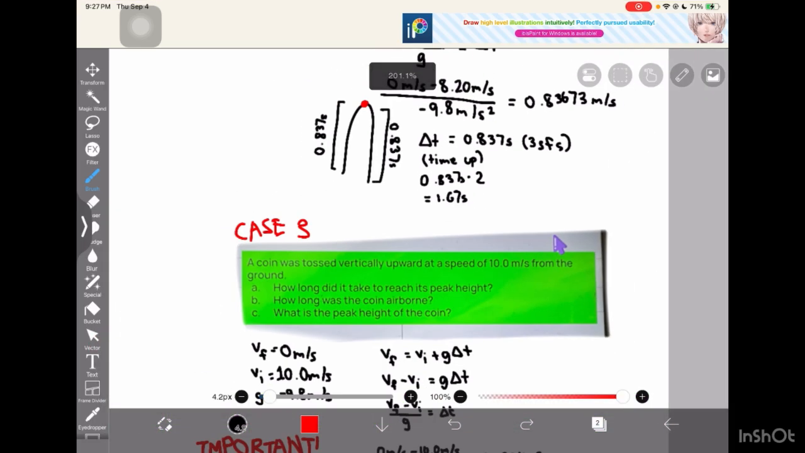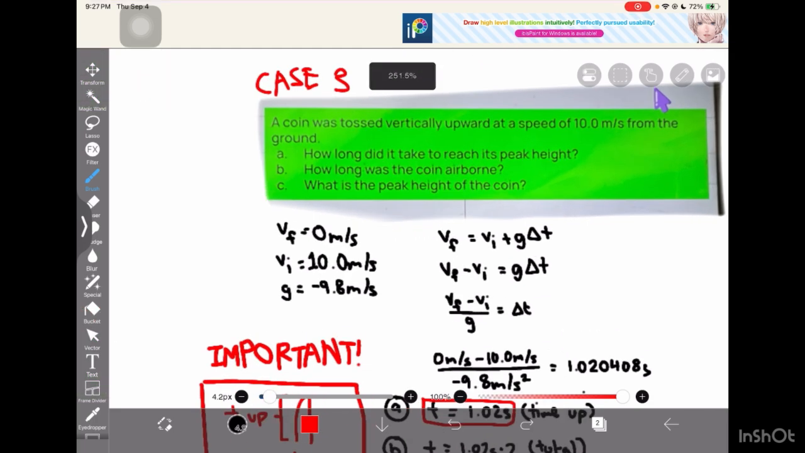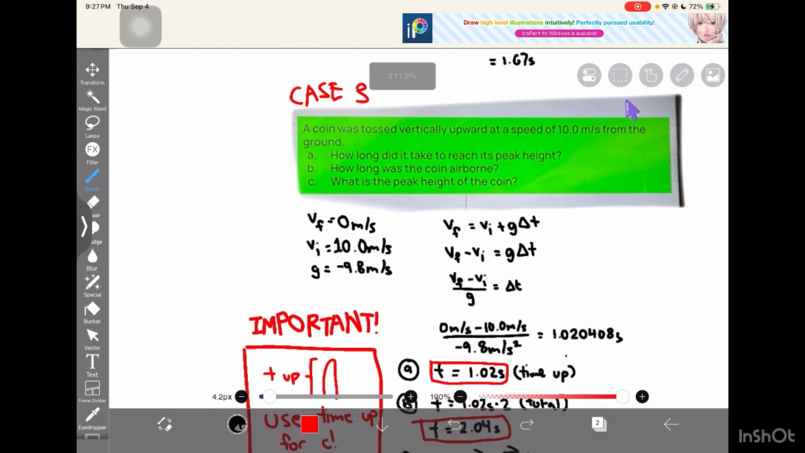Alright, so case 3 again. I'm just going to clarify this because it's very complicated. This is the most complicated out of all the cases. So a coin was tossed vertically upward at a speed of 10 meters per second from the ground. A. How long did it take to reach its peak height? B. How long was the coin airborne? C. What was the peak height of the coin?